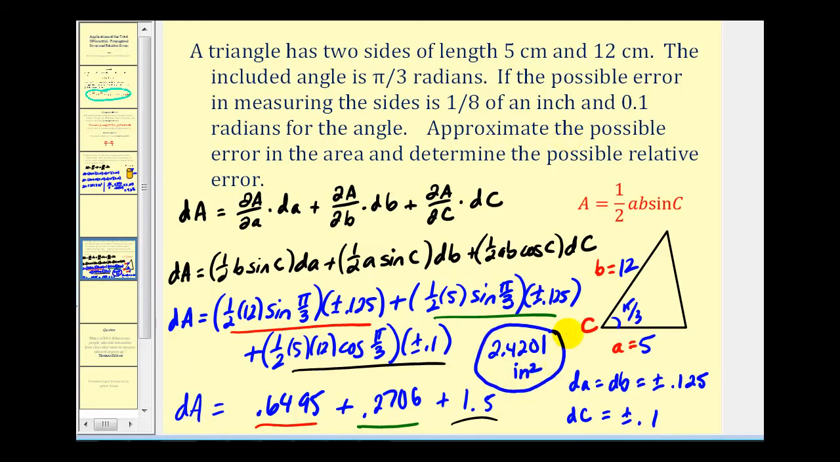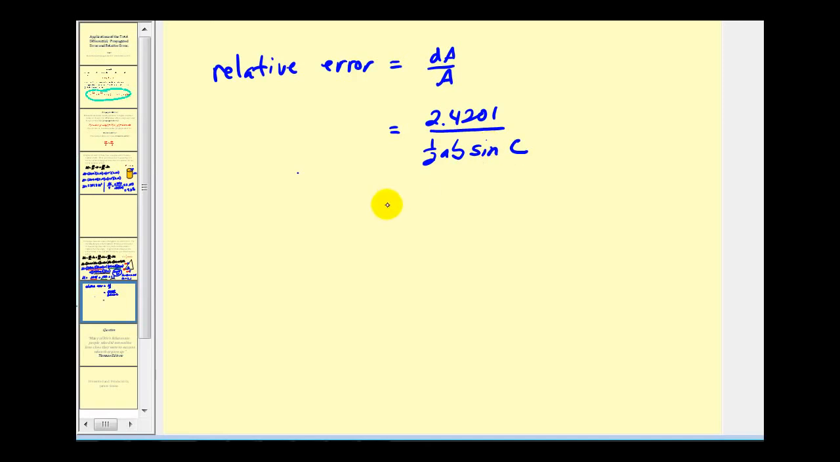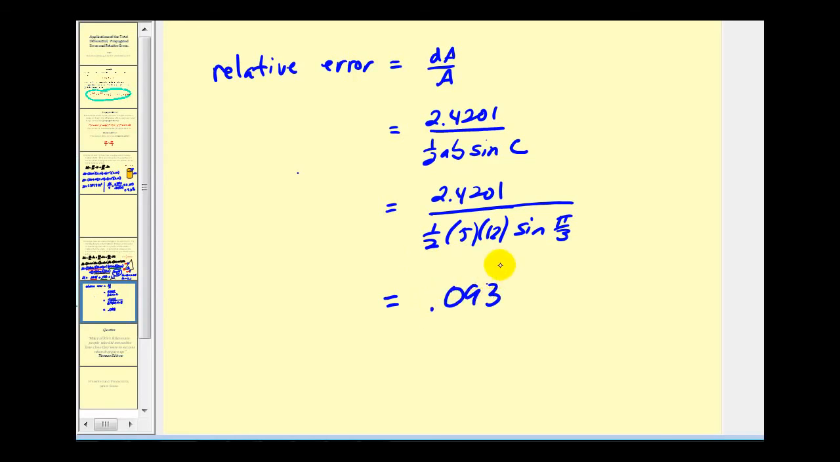Okay, let's go ahead and determine the relative error now. So we're going to take differential A and then divide by the true area if there was no error at all. Let's go ahead and do that on the next slide. Remember, the true area would be 1/2 AB sine C. So that's going to give us 1/2 times 5 times 12 times the sine of pi over 3. And again, I've already done this. It's approximately 0.0931. So we'll say it's approximately 9.3%.